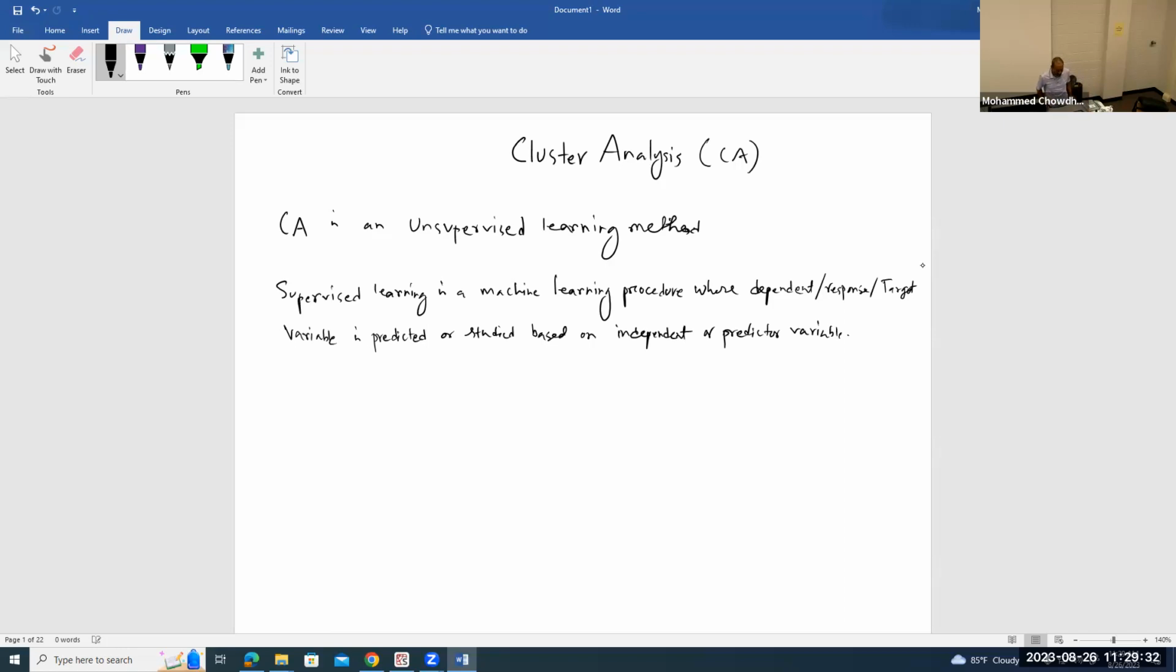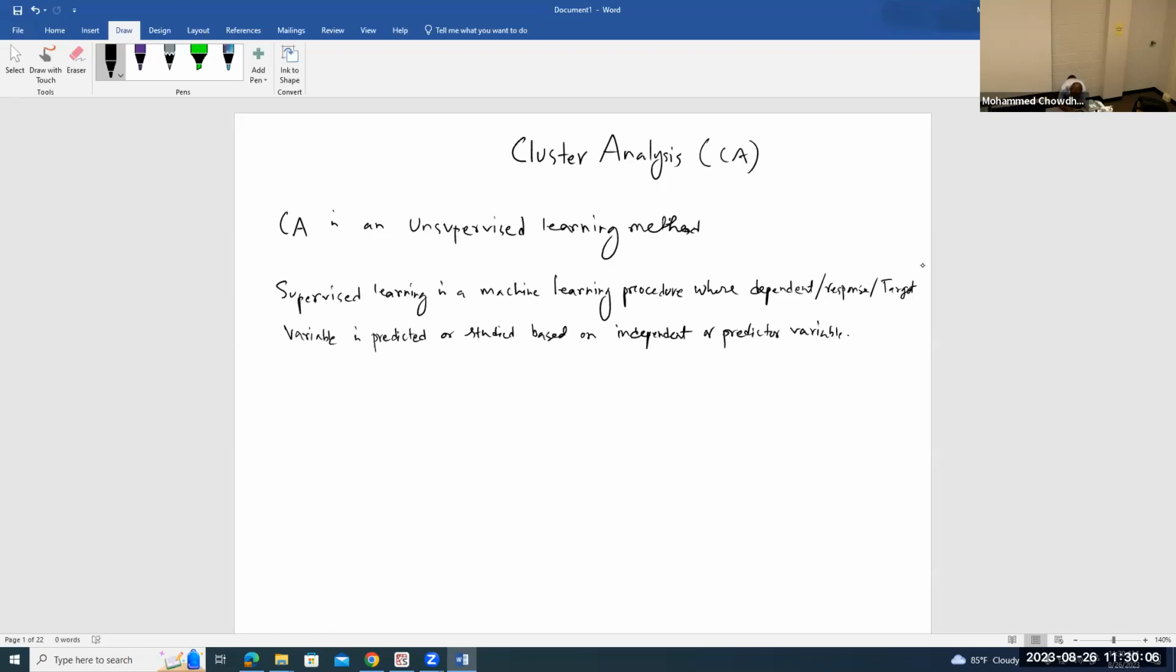Now, one more thing I want to add here. Even though clustering analysis is an unsupervised learning, if clustering is done in an efficient way, then within each cluster we can conduct very good supervised learning. Okay, so now how is cluster analysis done?